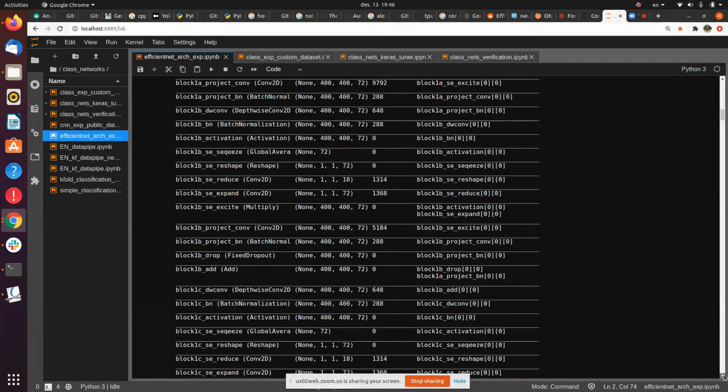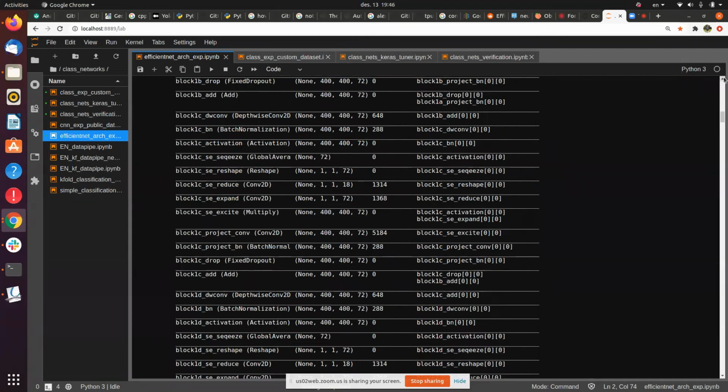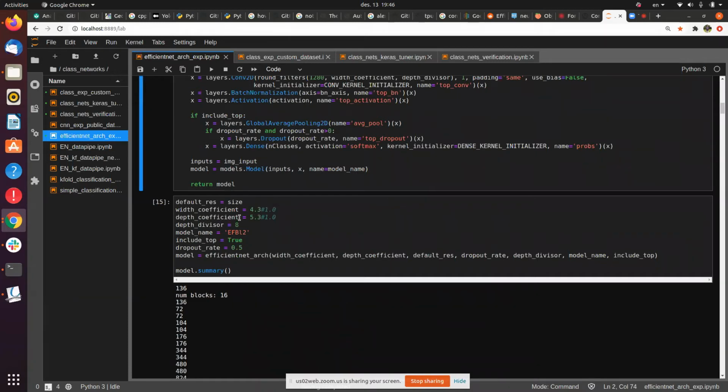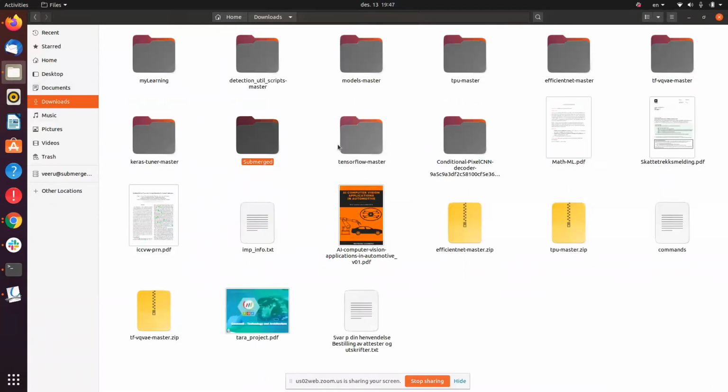So 1C, etc. Here I think I have given 4.3, 5.3 as width coefficient and depth coefficient. If I change it to 1, 1, those many sub-blocks will not come. So based on these coefficients, it will increase the number of blocks present in the network, and the resolution we should fix based on the version that we are using. Each version, if you see, has a fixed resolution. I'll just show you that part as well.